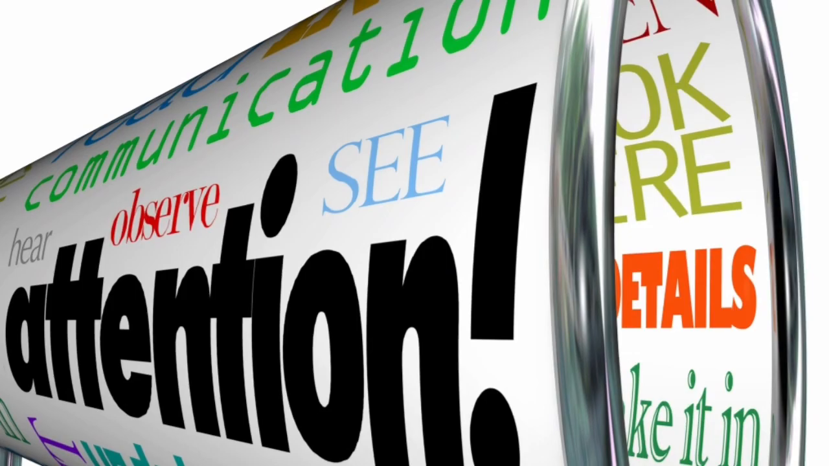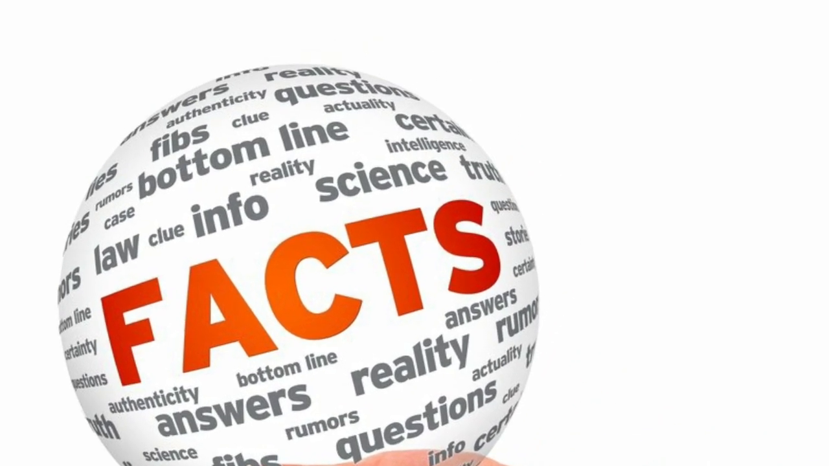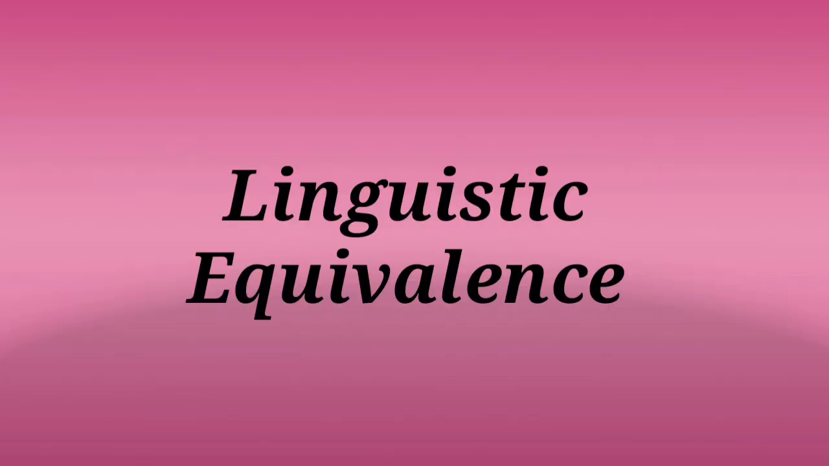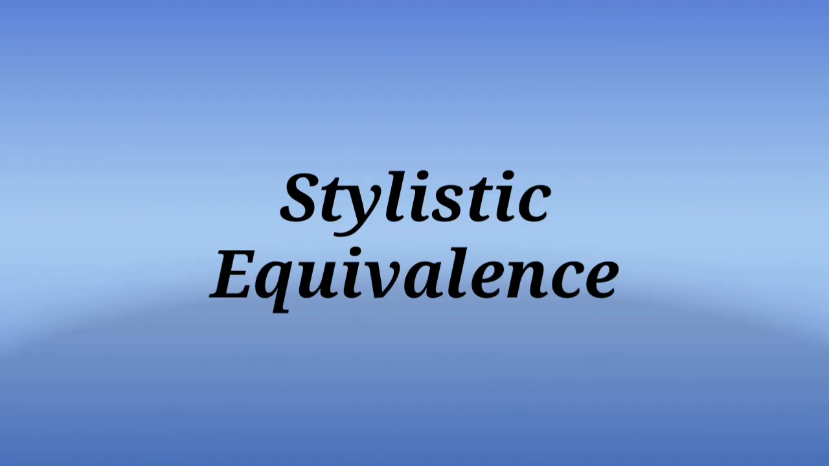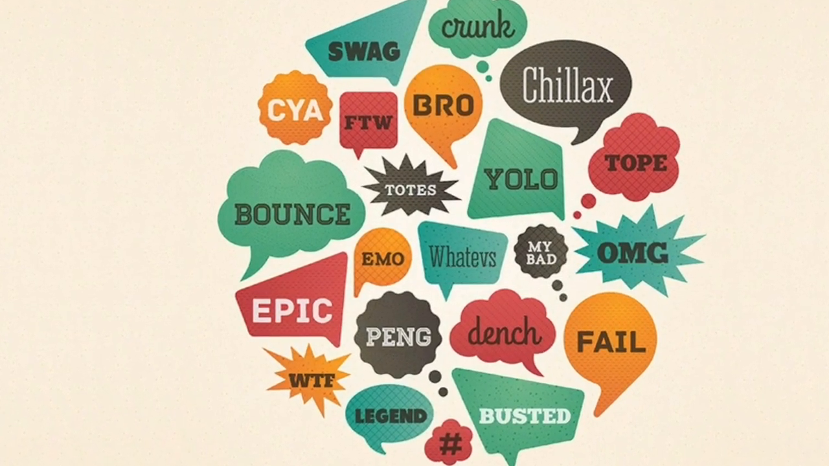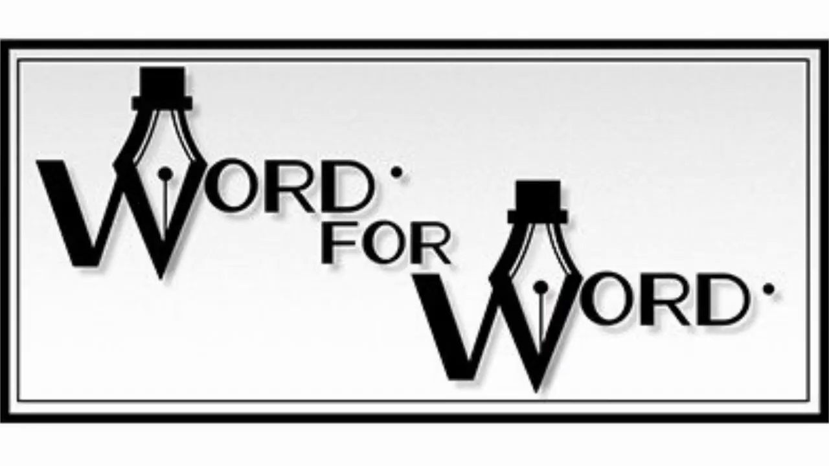Here, I wish to draw your attention to Anton Popovich, who identifies 4 types of equivalence in translation. The 4 ideas are linguistic equivalence, paradigmatic equivalence, stylistic equivalence and textual equivalence. What is this linguistic equivalence? I think it is the similarity between words of the source language and target language, and this will obviously occur in word for word translation.